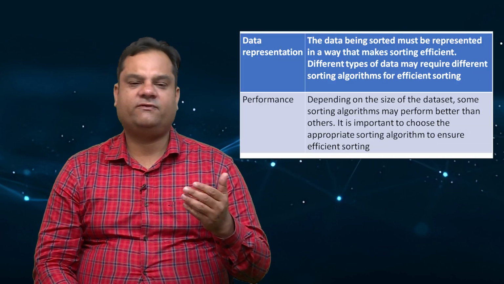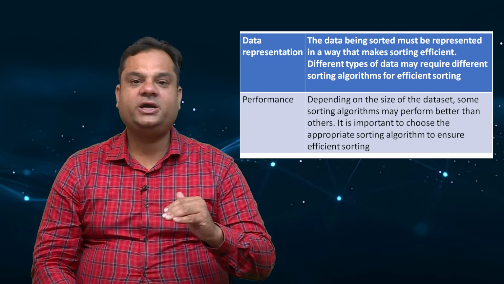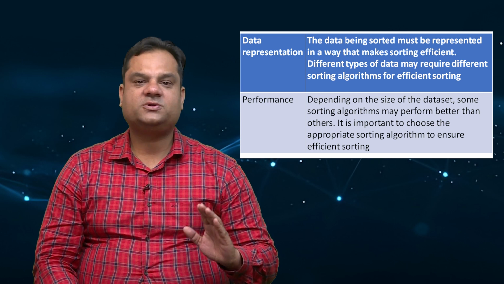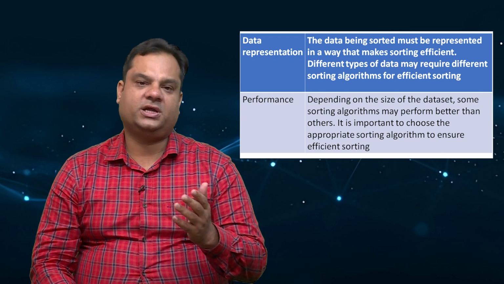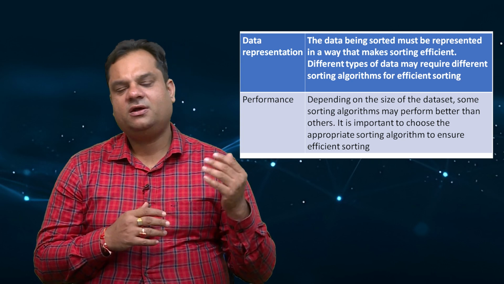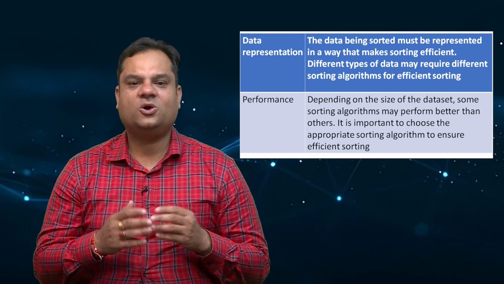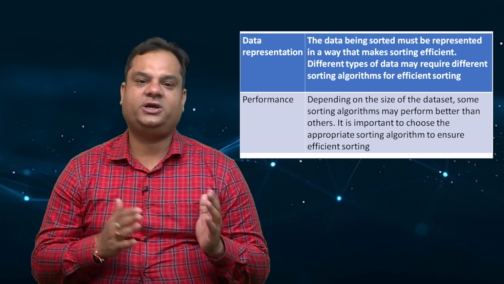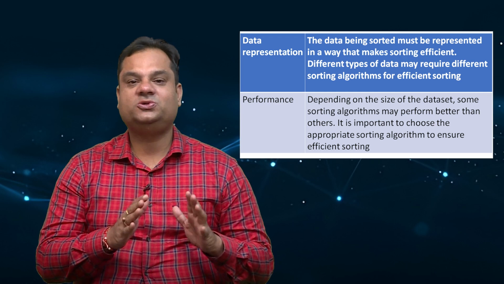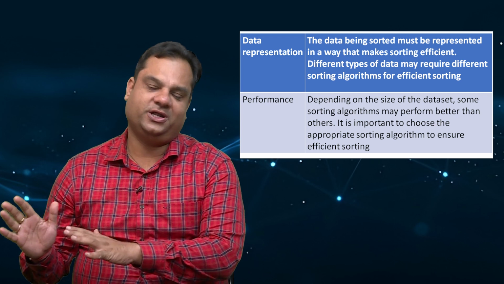Next, complexity in the form of data representation. The data being sorted must be represented in a way that makes sorting efficient. Different types of data may require different sorting algorithms for efficient sorting. The last one is performance. Depending on the size of the data set, some sorting algorithms may perform better than others. It is important to choose the appropriate sorting algorithm to ensure efficient sorting.